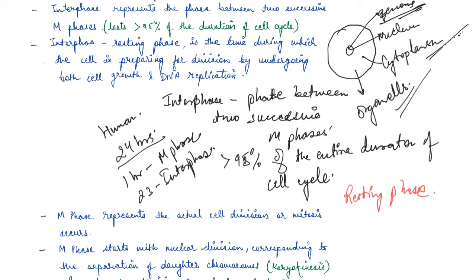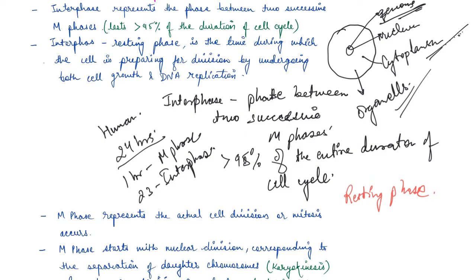So in an orderly fashion, the cell is preparing for division by undergoing cell growth and DNA replication, and that is why interphase is again divided. But before we see that division, let's come to the M phase.